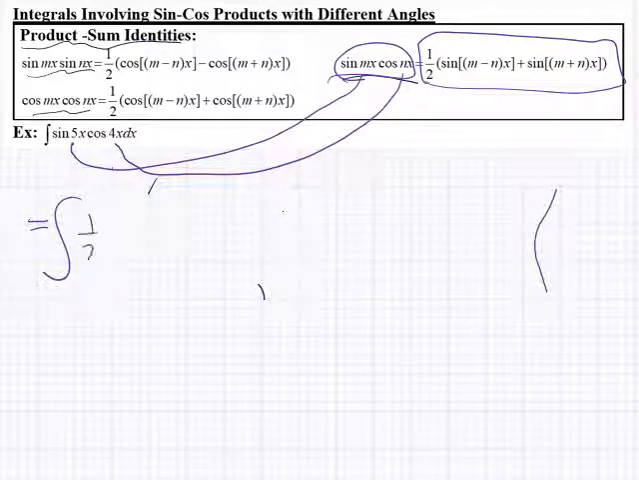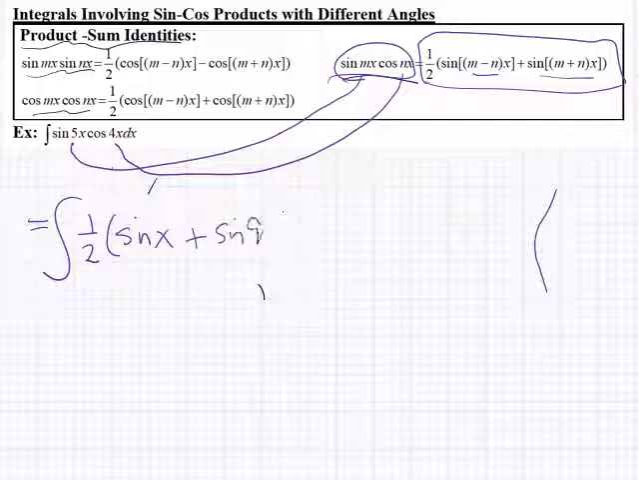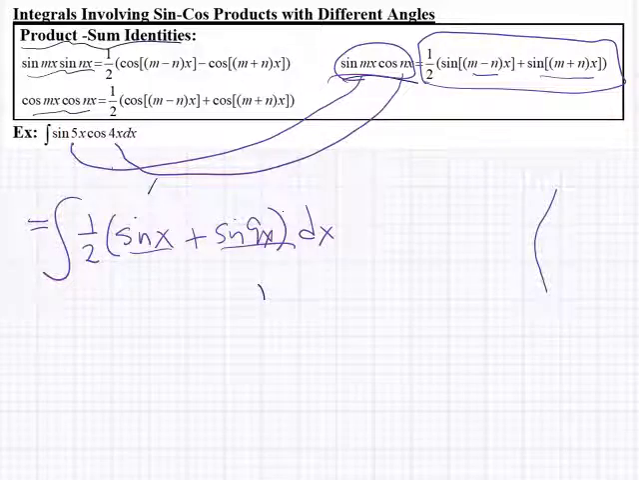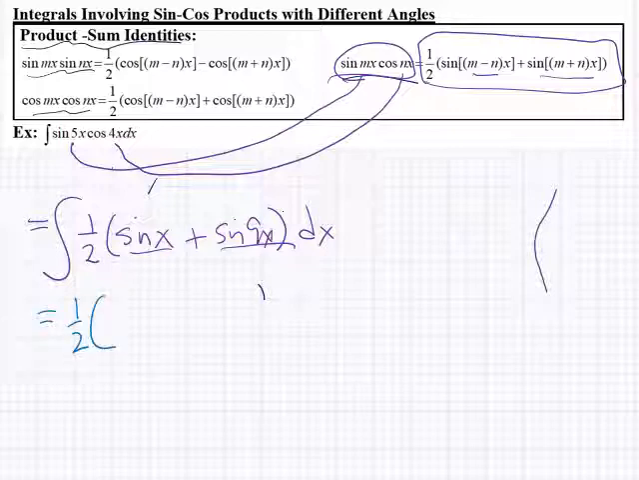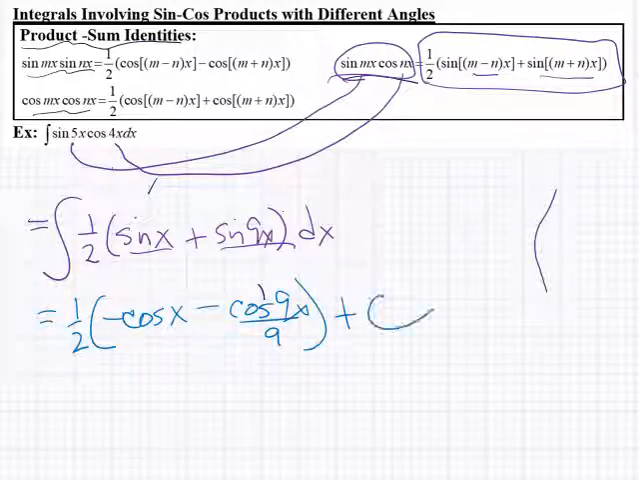So it would be 1/2 times sine of m minus n, so that would be 5 minus 4, so 1x, plus sine of m plus n, so 5 plus 4, so 9x dx. Now, this is definitely something I can integrate, because now I don't have any cosines, I just have sine, both to the first power. So I end up with 1/2 times, integral of sine is minus cosine, so minus cosine x minus cosine 9x over 9 plus c, and it's done.